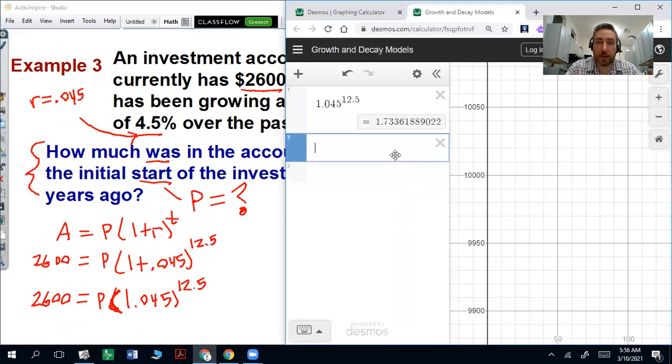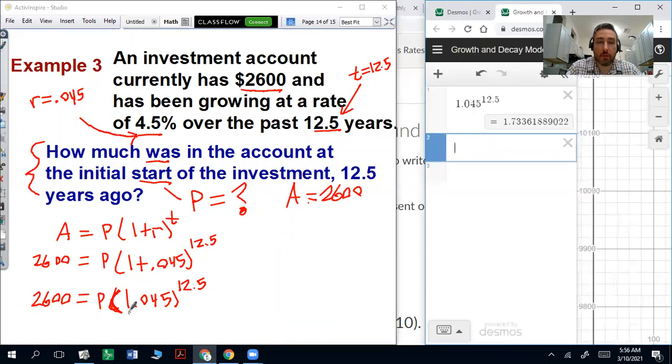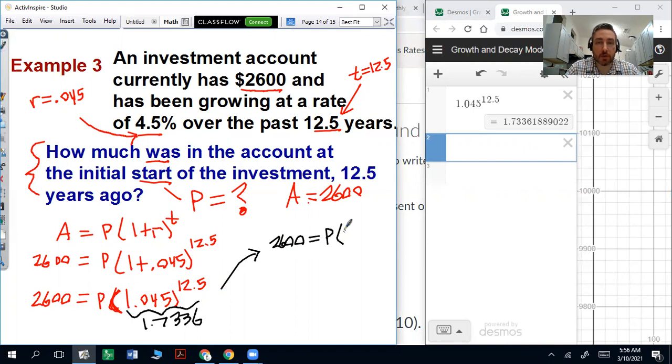So again, let me move this over here so I can see both of these. This number right here, using your calculator, I would go about 4 decimal places out, so 1.7336. And so that makes your equation look like this. It's basically 2,600 equals P times 1.7336. And that's just a quick division. So if you divide both sides by that number, you'll get your starting amount.